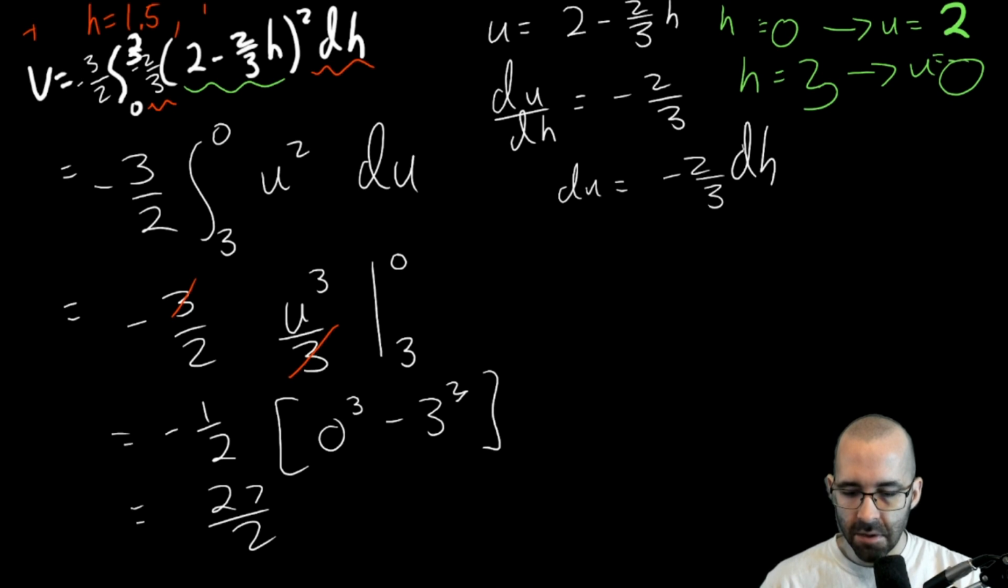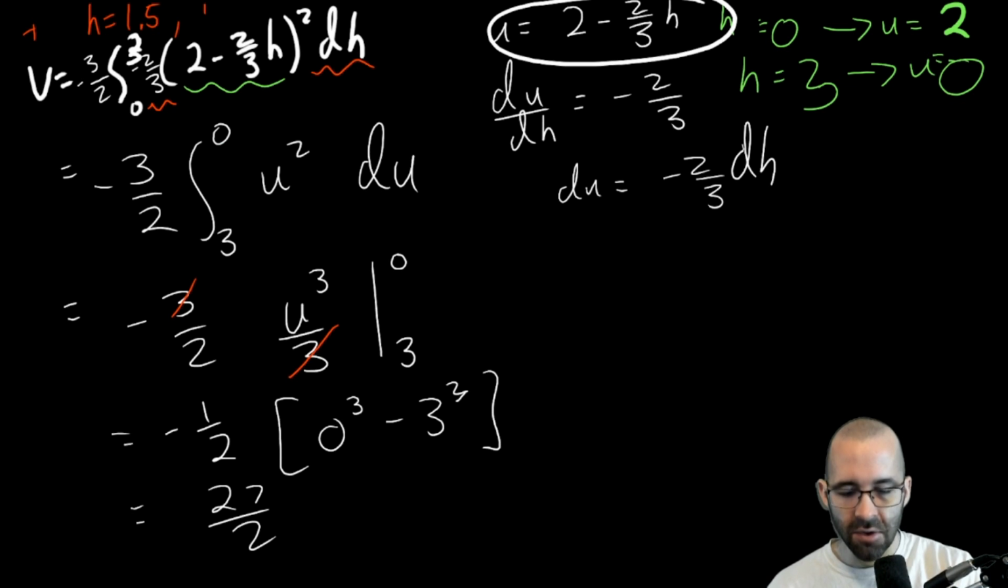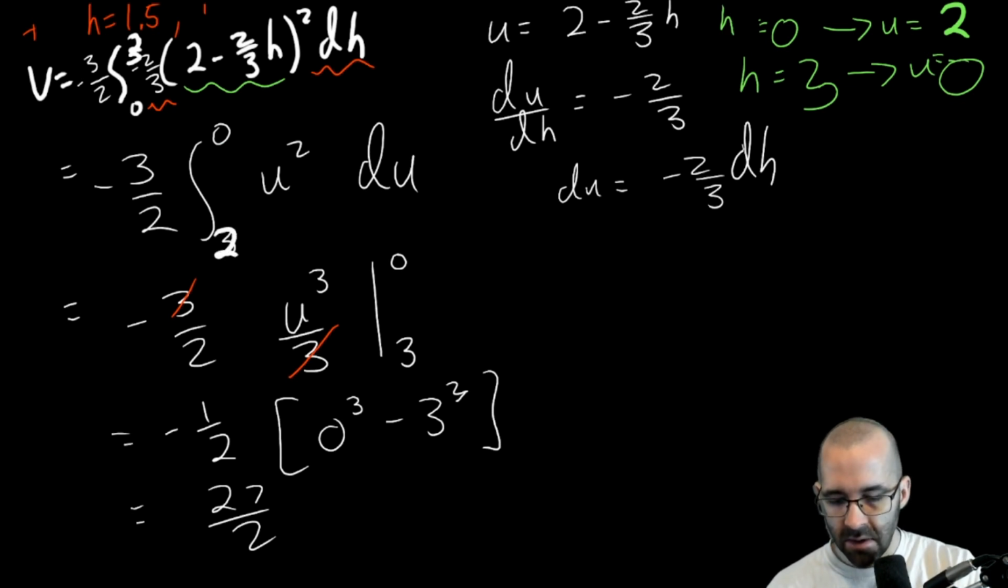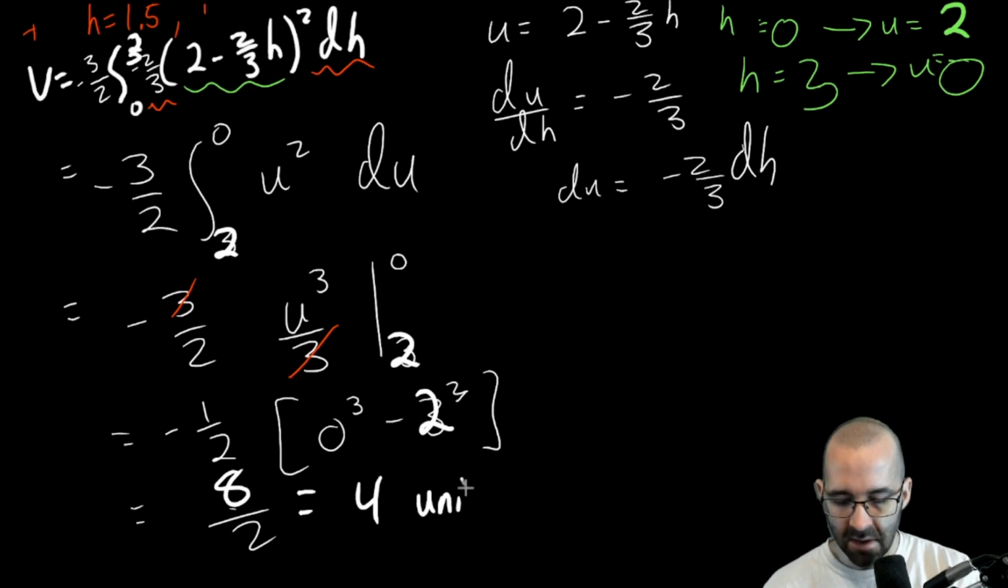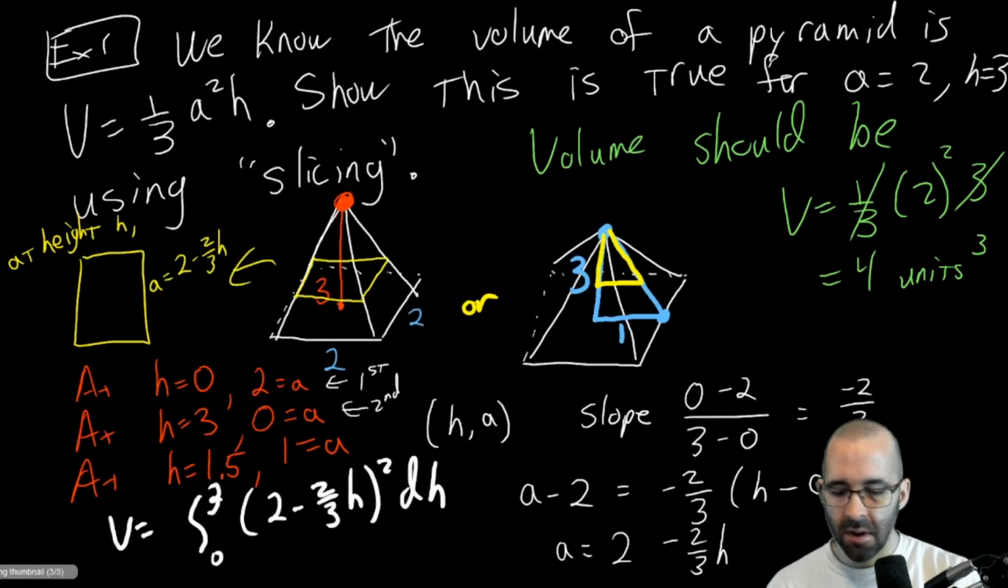Uh-oh. Small issue here. H equals 0 is a u value of 2. I was just thinking everything was 3's. But when h is 0, you can see that the u is indeed just 2. So all of these should just be replaced by 2's over here. And then again, we get 2 cubed, which is 8. And 8 halves is indeed 4 units cubed. All right, and that's just another way of showing the volume of a pyramid.